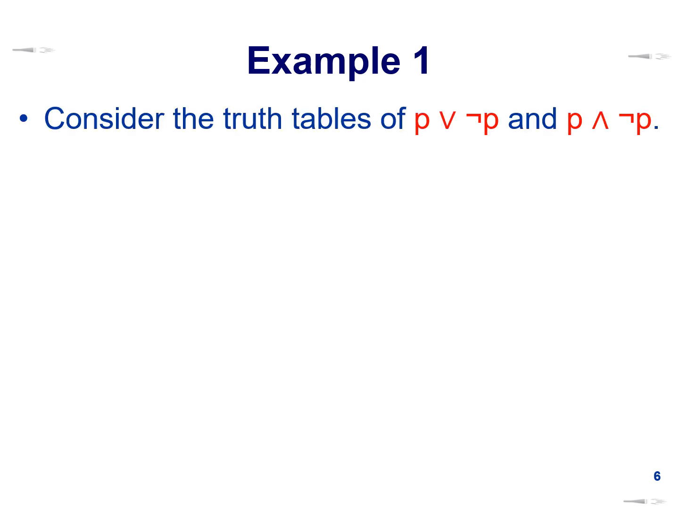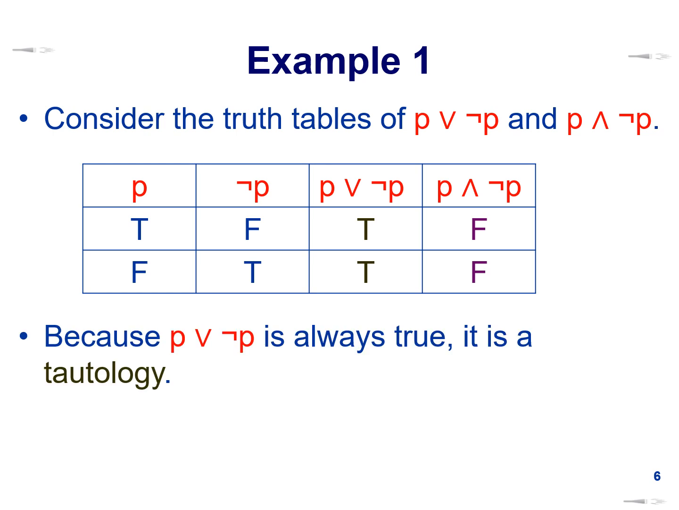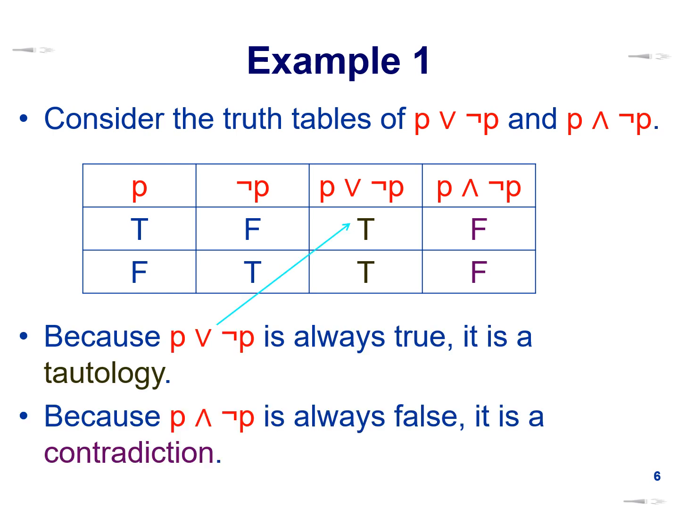Consider the truth tables of P or not P and P and not P. Because P or not P is always true, it is a tautology. Because P and not P is always false, it is a contradiction.